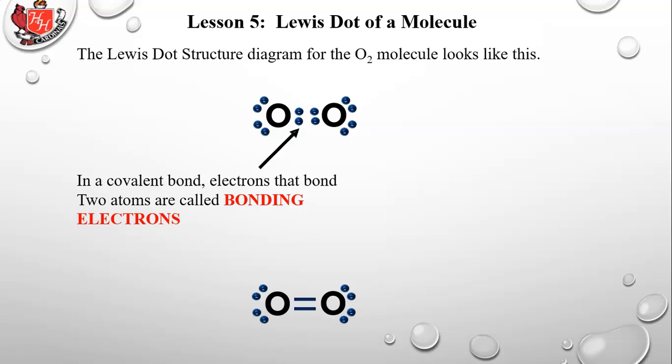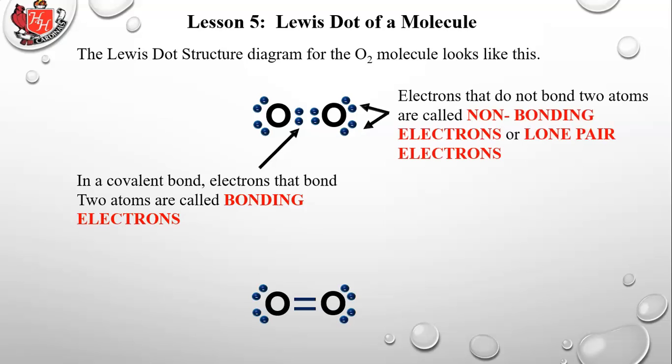In a covalent bond, electrons that bond 2 atoms together are called bonding electrons. Electrons that do not bond 2 atoms are called non-bonding electrons or lone pair electrons. So those are the electrons sitting on the outside that are not forming the bond between the 2 oxygens.